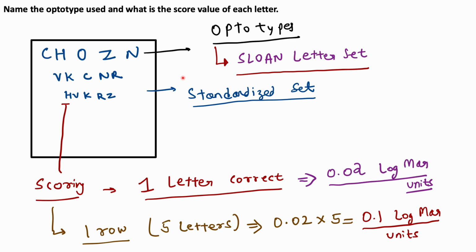Second question is, what is the score value of each letter? If one letter is correct out of one row, then the score is 0.02 LogMAR units. And if the whole row is correct, that means 5 letters are correct, then the score is 0.1. That is 0.02 into 5, that is 0.1 LogMAR units.